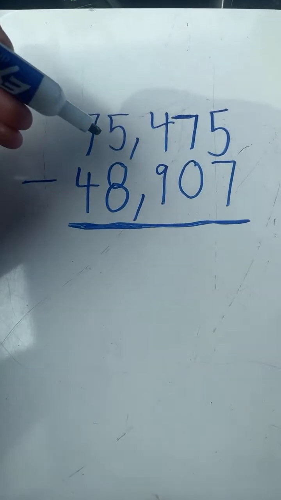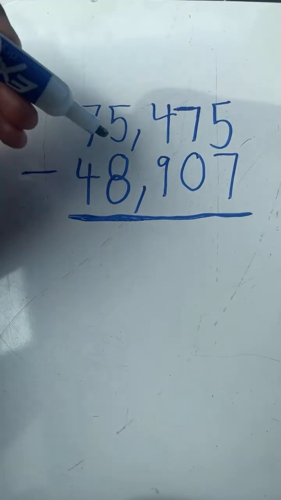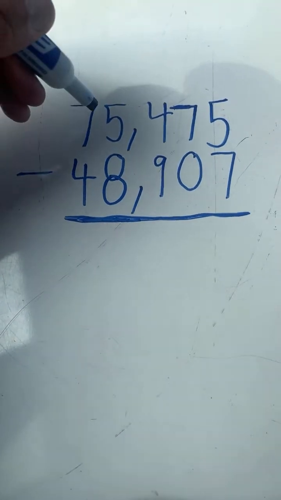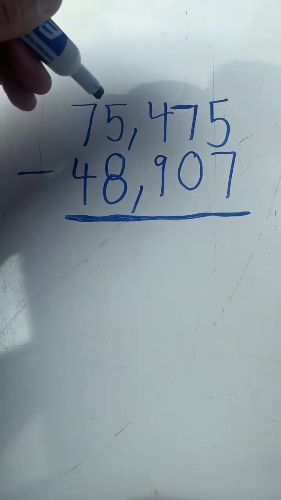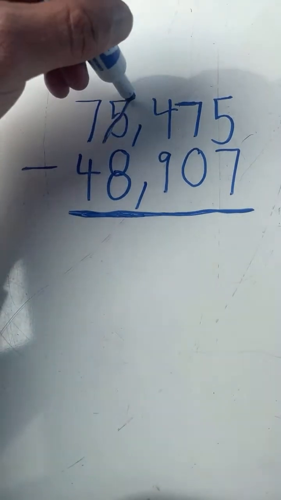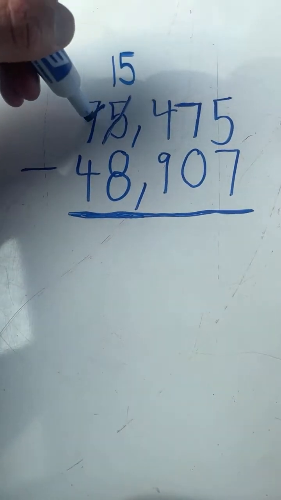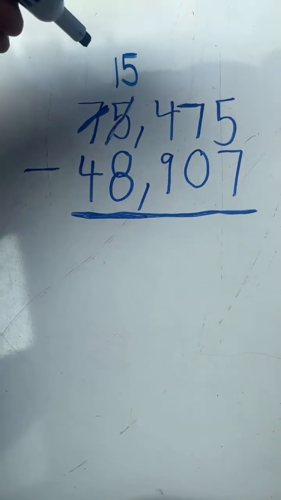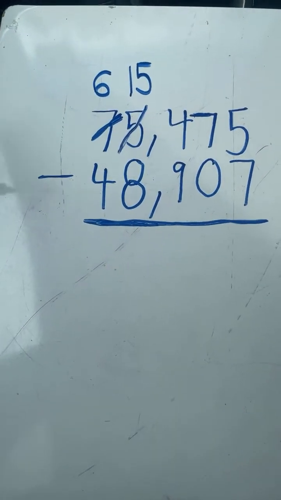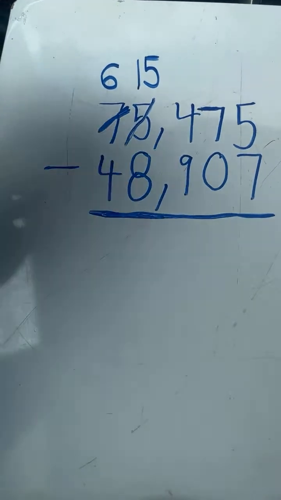Looking in the thousands place, 8 is bigger than 5. You cannot start out with 5 and take away 8, so we are going to need to regroup there. So we regroup by adding a 10 and taking away a 1. So the 5 is going to become a 15, and the 7 is going to become a 6. So we add a 10 to the digit that needs to be regrouped, and then we take away 1 from the digit to the left.